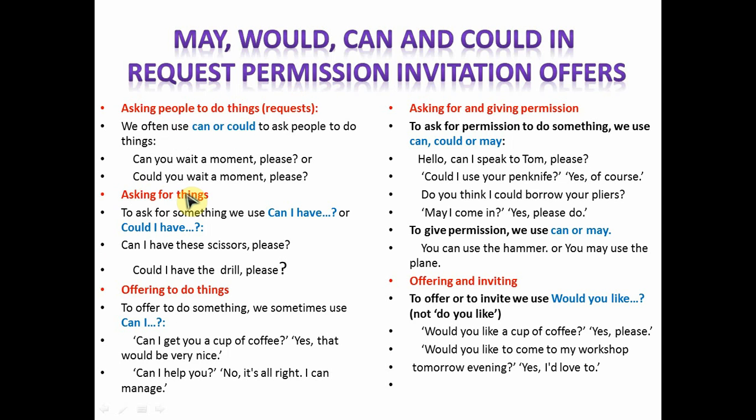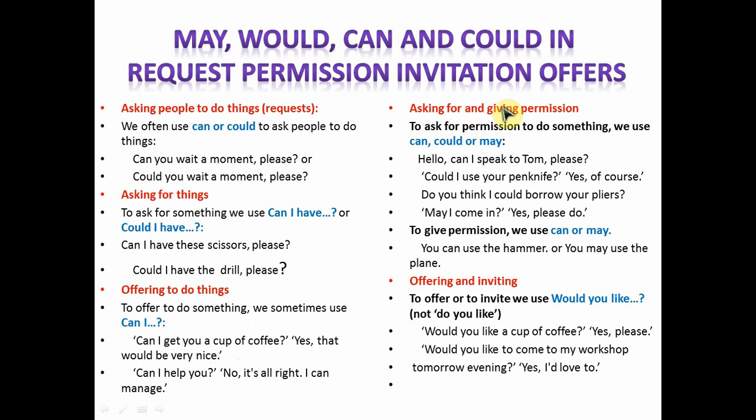Okay, when I ask for things, we use can I have or could I have. For example, can I have these scissors, please? Could I have the drill, please? Okay, to offer to do something, we sometimes use can I. For example, can I get you a cup of tea? Can I get you a cup of tea? Can I help you? So all of these are offering ways. Okay, and I use can I to offer to do things.